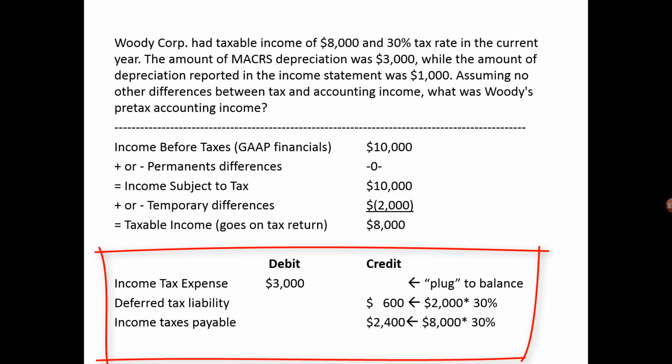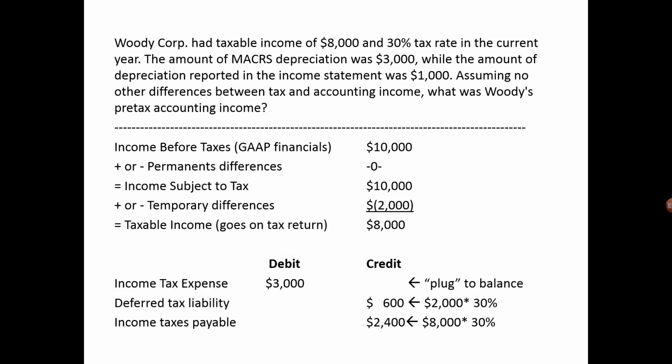We don't have to pay it all now because we have some depreciation that's sheltering that. But eventually that's going to turn around where the book depreciation is going to be greater than the tax depreciation in the later years of this asset's life. Because it's just a temporary difference. It's not going to be there forever. So we're eventually going to have to pay taxes on that $2,000.